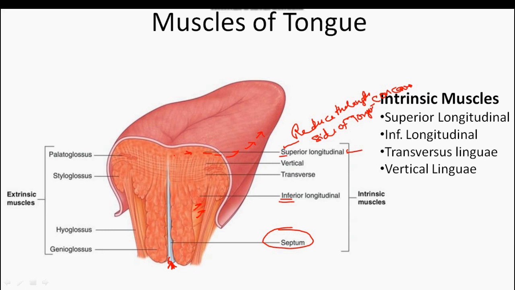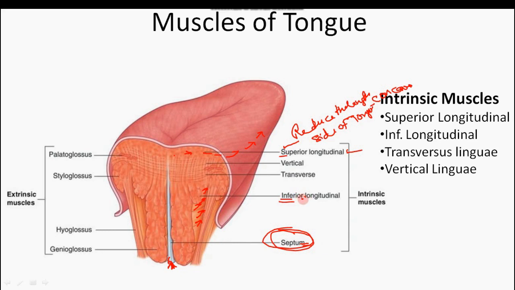So they run in this direction, in the forward direction, and this is the median fibrous septum, which is the posterior aspect, and they converge anteriorly. They move forward and converge, and they insert over to the anterior aspect of this septum. Clear? Because you can see the direction, they are moving in a forward direction and they get converged.